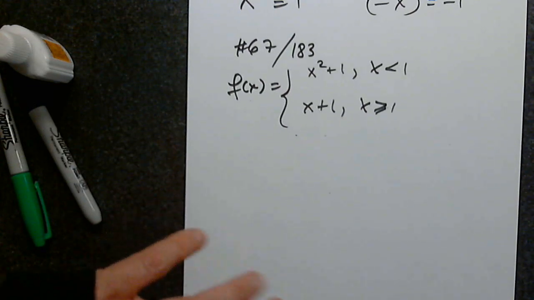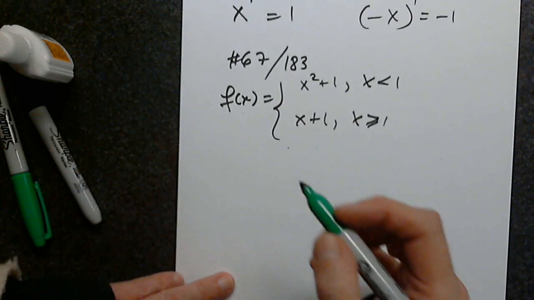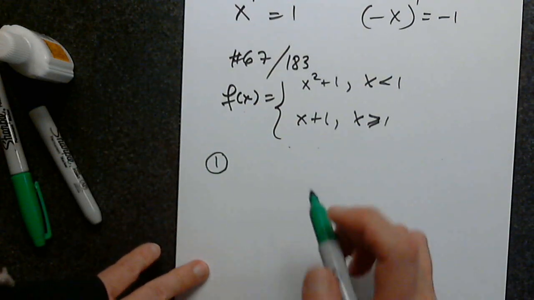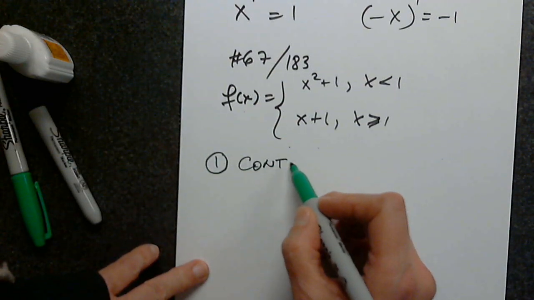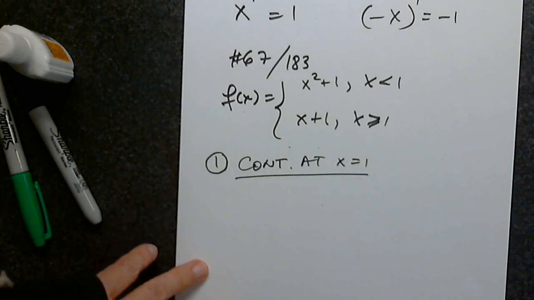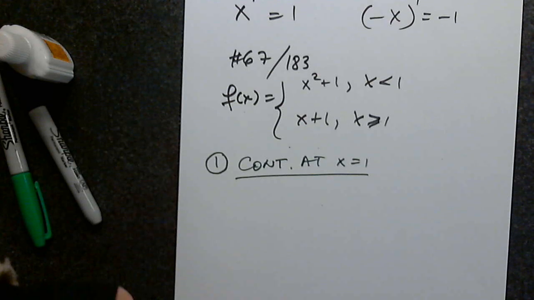So the question is asking us if the function is differentiable at 1. Number one, I want to study continuity at x equals 1. Because if it's not continuous at 1, there is no discussion. What will you say if it's not continuous? It cannot be differentiable, correct?